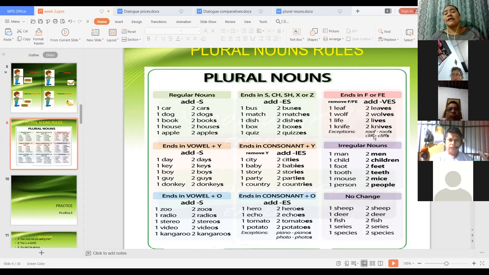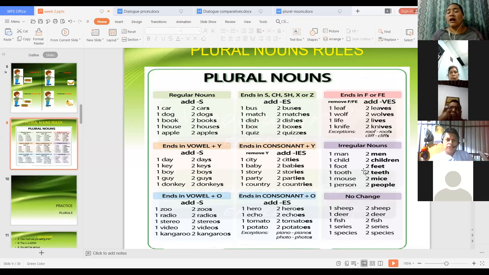Exceptions to this rule. The exceptions are the word roof, which is the roof, right? El techo. Y cliff, en este caso, que son acantilados. Entonces, los roof y el cliff, they are exceptions, and you just add S. It's the same as the piano and photos, right? En este caso, esas dos palabras son las dos excepciones que hay a la regla. Entonces, solamente se les agrega la S, ¿verdad? Para convertirlos en plurales.